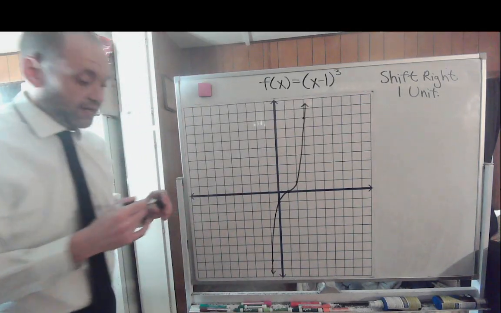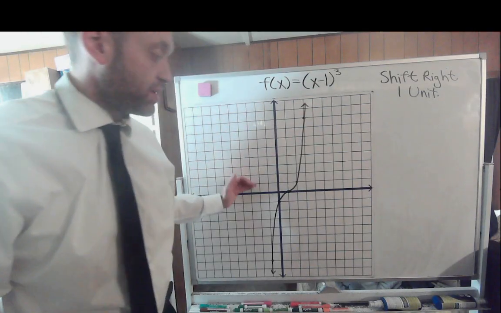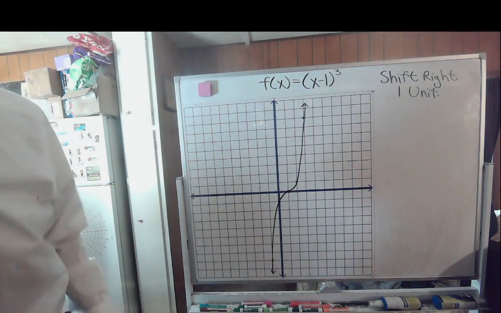So literally all I've done is I've taken the graph of f of x equals x to the third, I've shifted everything to the right 1 unit. That's all I've managed to do.